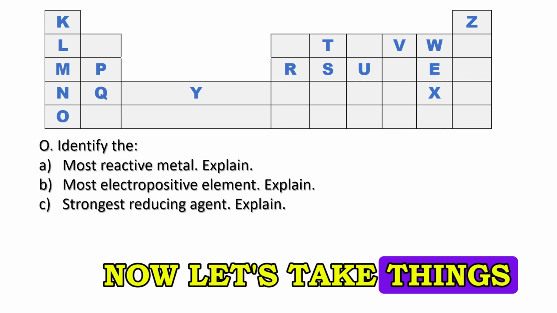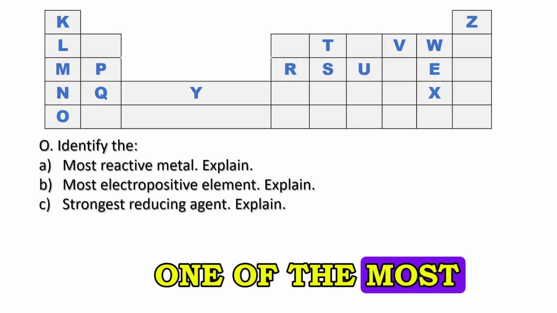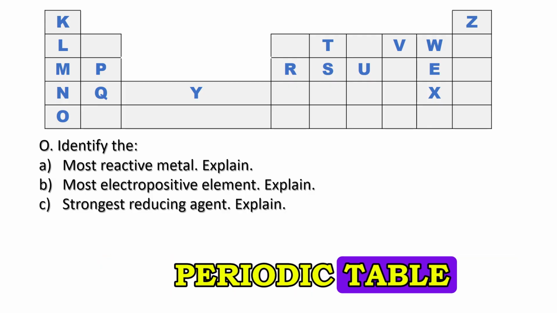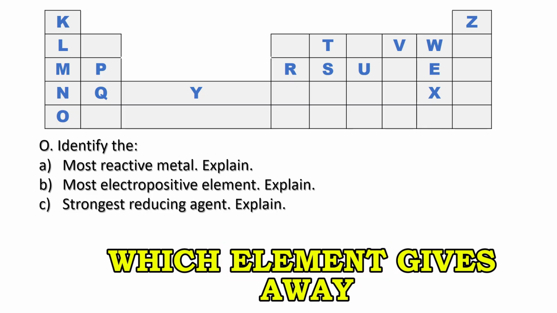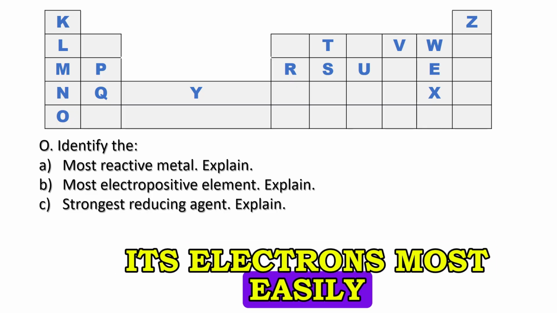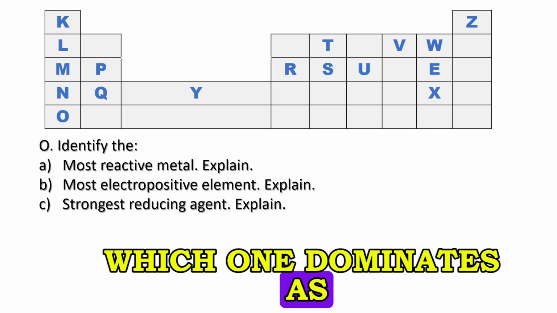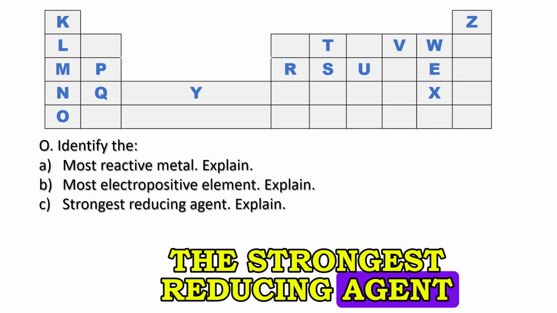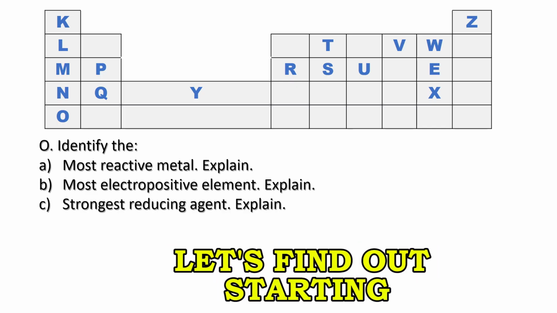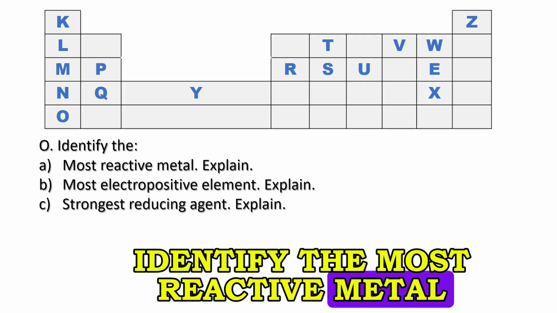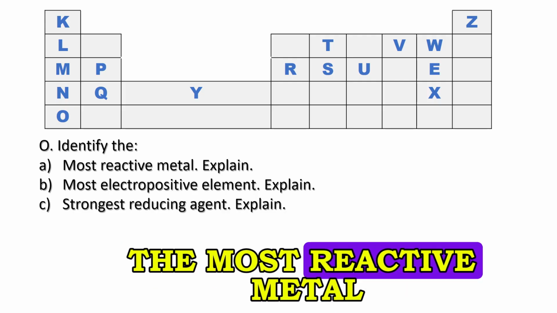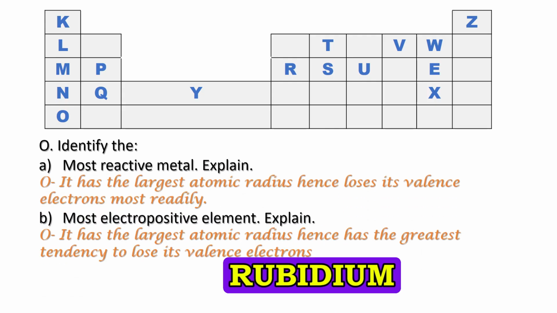Now let's take things up a notch and explore one of the most exciting parts of the periodic table, the power struggle among metals. Which element gives away its electrons most easily? Which one dominates as the strongest reducing agent? Let's find out. Starting with Part A, identify the most reactive metal. From our grid, the most reactive metal is O, rubidium.